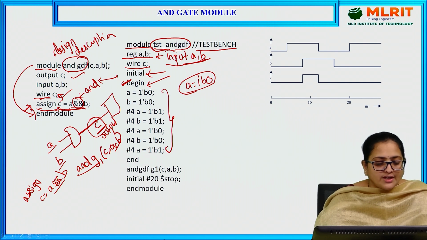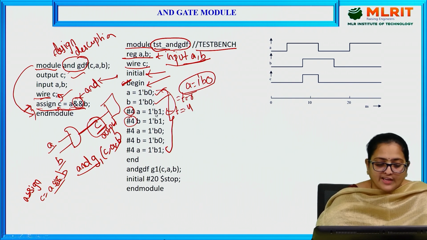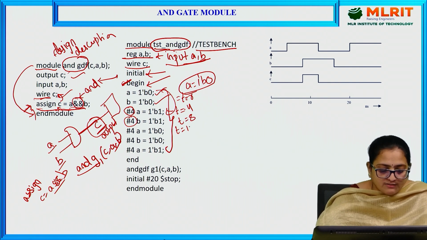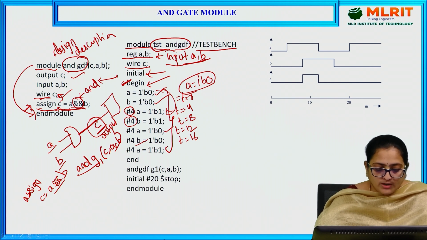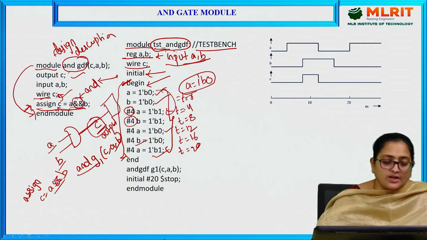Here initially I gave A equals 1-bit binary value of 0, B equals 1-bit binary value of 0. After 4 time units, again I am changing A value to 1. This is at time t equals 0. At t equals 4, I am changing only A. At t equals 8, I am changing only B. Again at t equals 12, I am changing A. At t equals 16, I am changing only B. And at time t equals 20, I am changing A value, and this begin has to end with the keyword end.